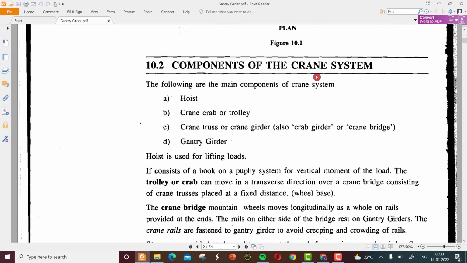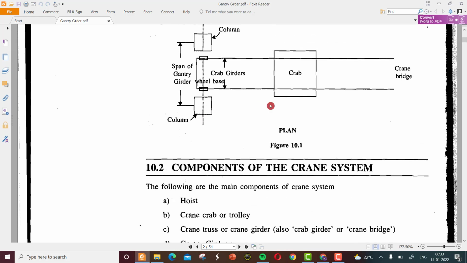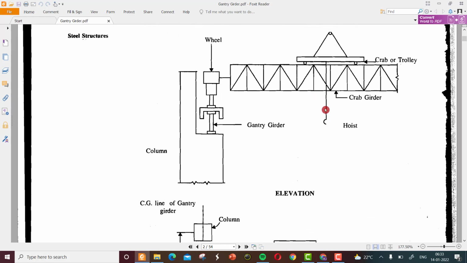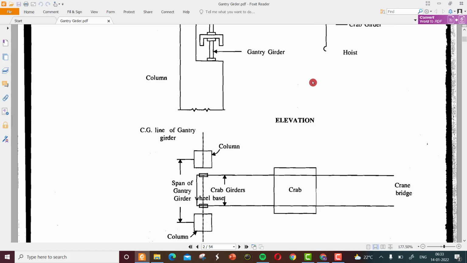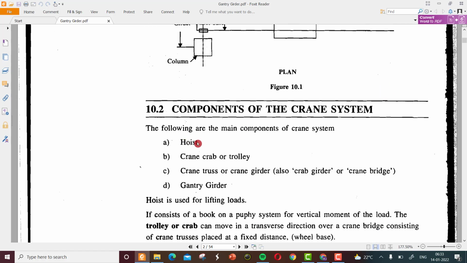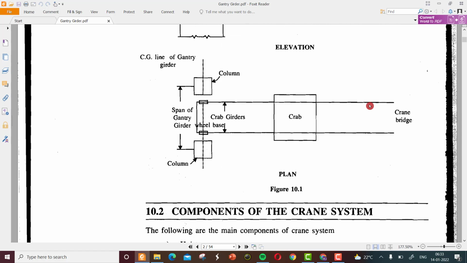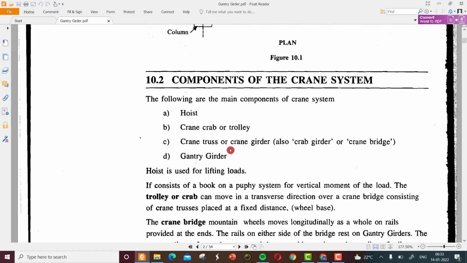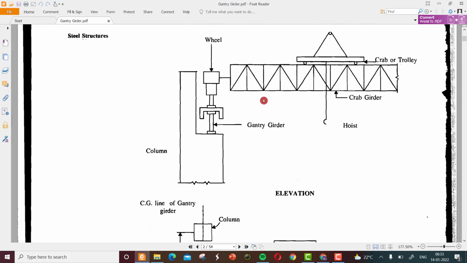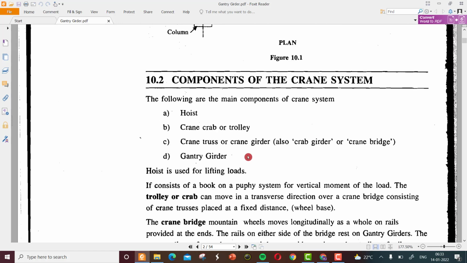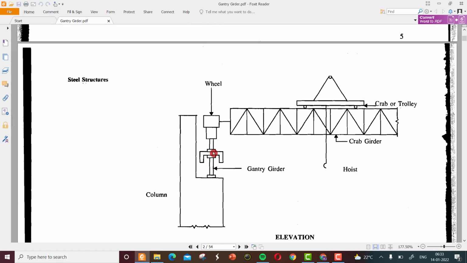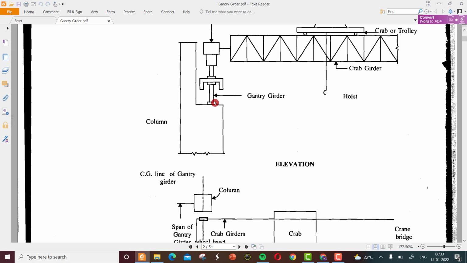And in a very basic way, there are four components. One is the hoist, which is this portion, to lift and to place the material at a different point. Then the crab or trolley, which is this object that you can move over the crab girder. The third one is the crane truss or crane girder, this portion. And the last one is the gantry girder, which we have to design based on the loading conditions.